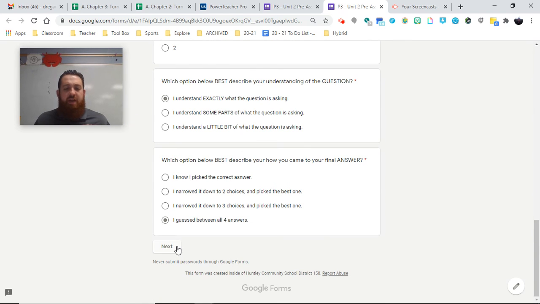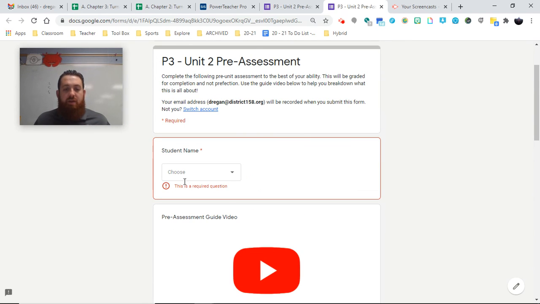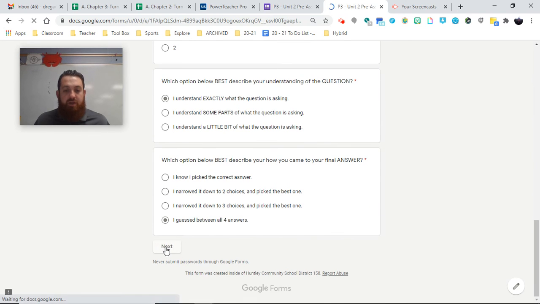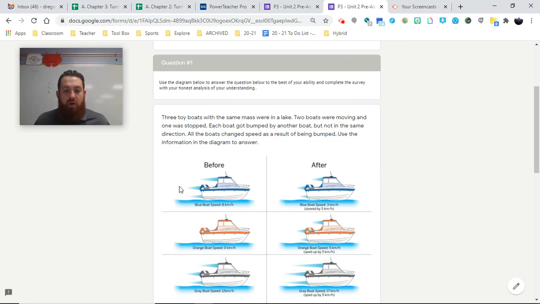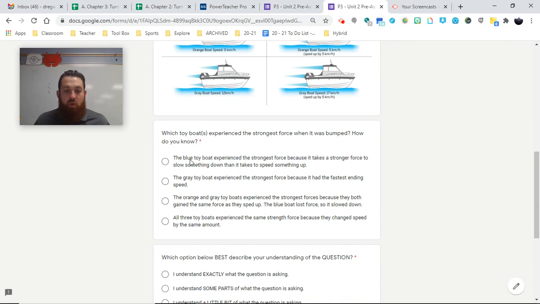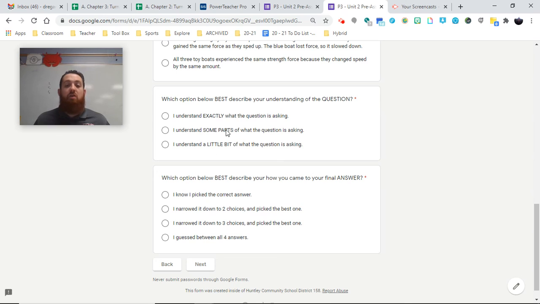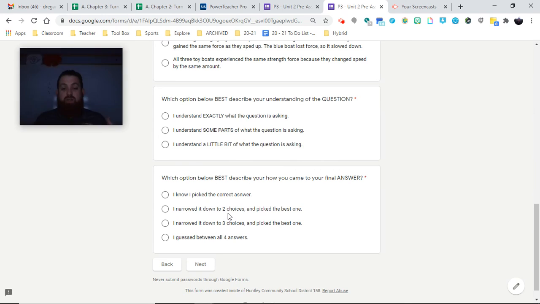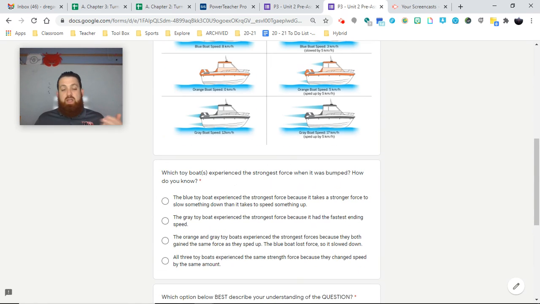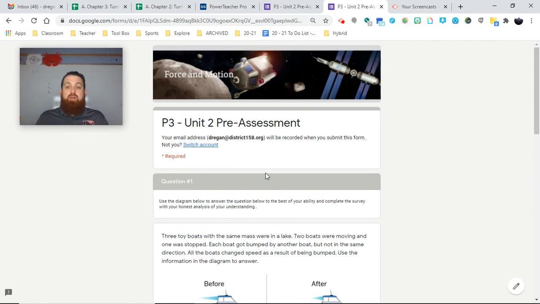So after that, you're going to hit next and you're going to come to the very next section of the pre-assessment. You'll see the question number, the background information, the diagram, and here's the question and choices. And then again, you'll have the exact same 2 survey questions at the end of it. So that's how you're going to go about completing each of the questions. If at any point you have questions, call your teacher in. Otherwise, good luck and let me know if you need anything.